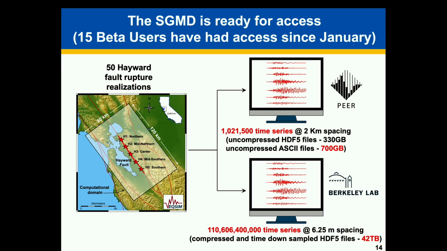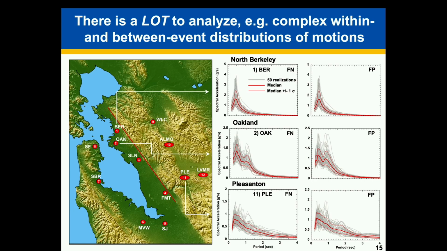We have 110 billion time histories that we store at Berkeley Lab on the supercomputer at 6.25 meter spacing, which is the grid spacing in the geophysics model to accommodate a 5 hertz simulation in the Bay Area. So that is held in reserve. It's too big for PEER. For that, you heard yesterday, we've developed some very sophisticated compression and downsampling algorithms to be able to store that data and retrieve that data.